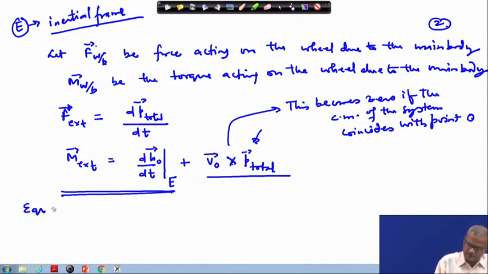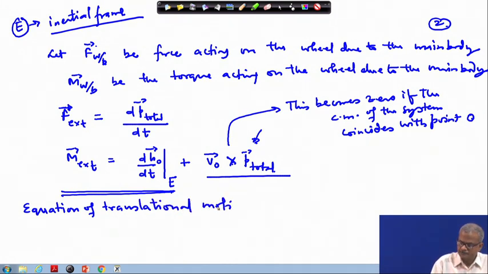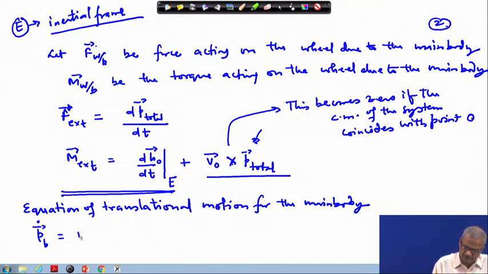So, the equation of translational motion for the main body we can write as m_B v_B dot. This will be equal to F external, the external force acting on the system, minus F_WB.